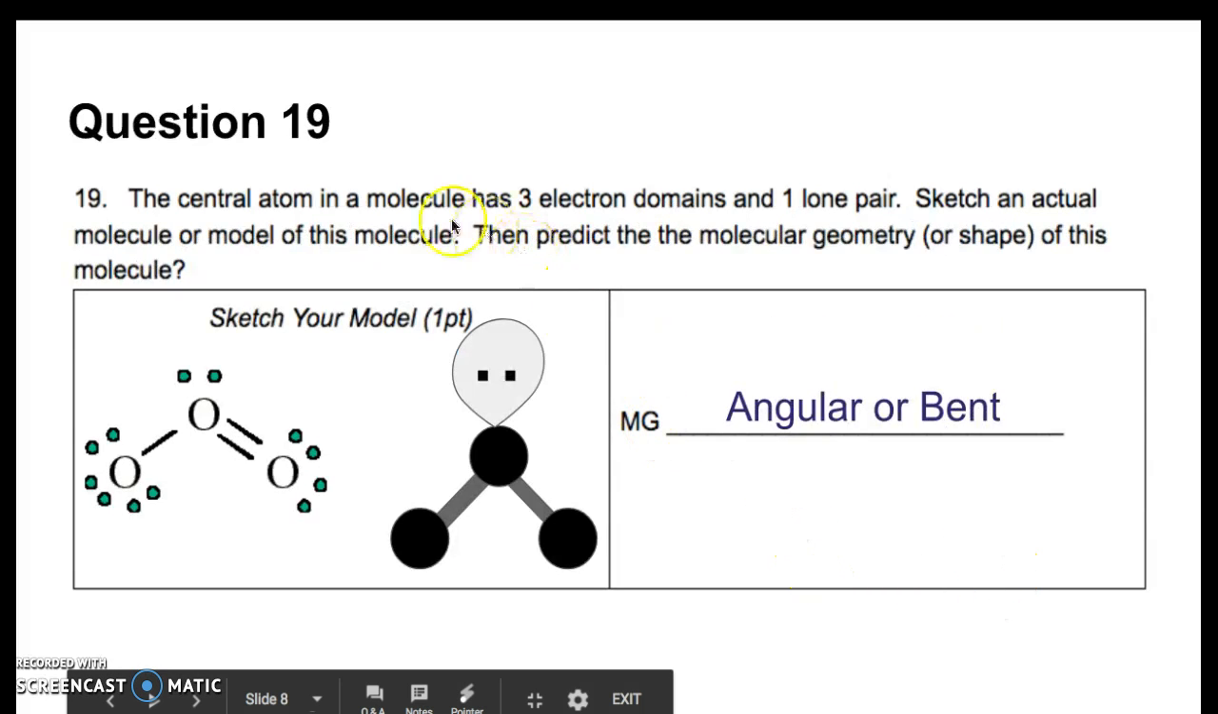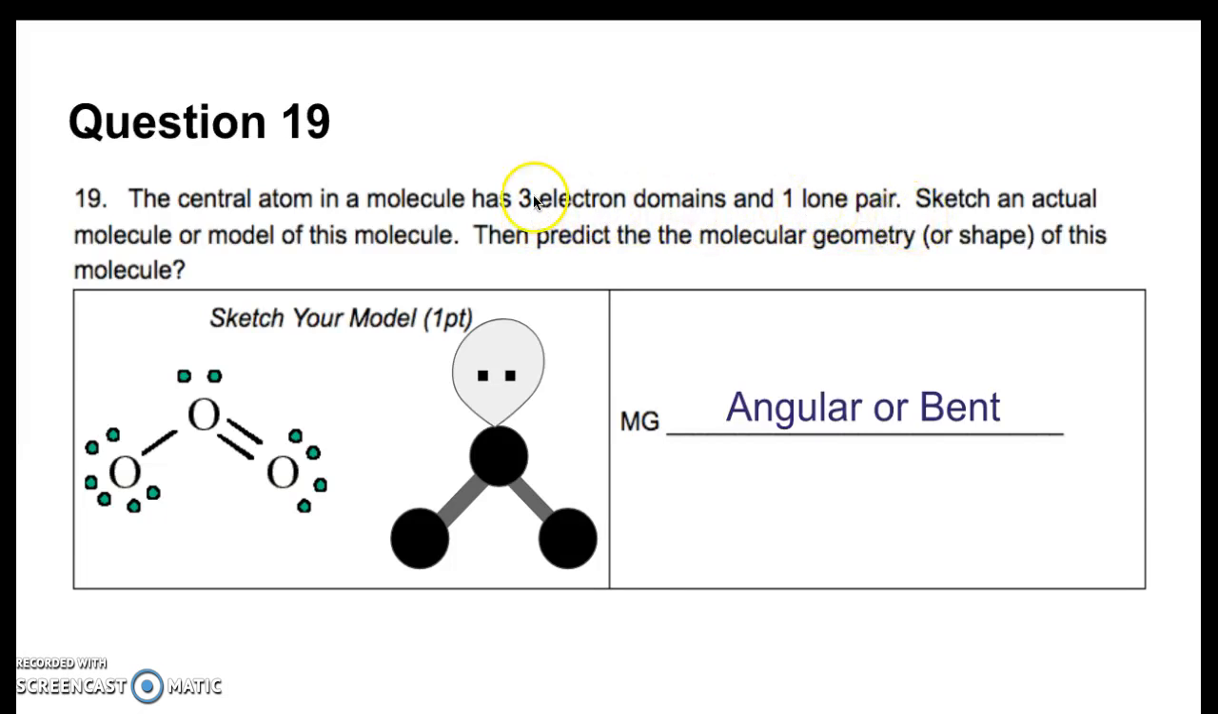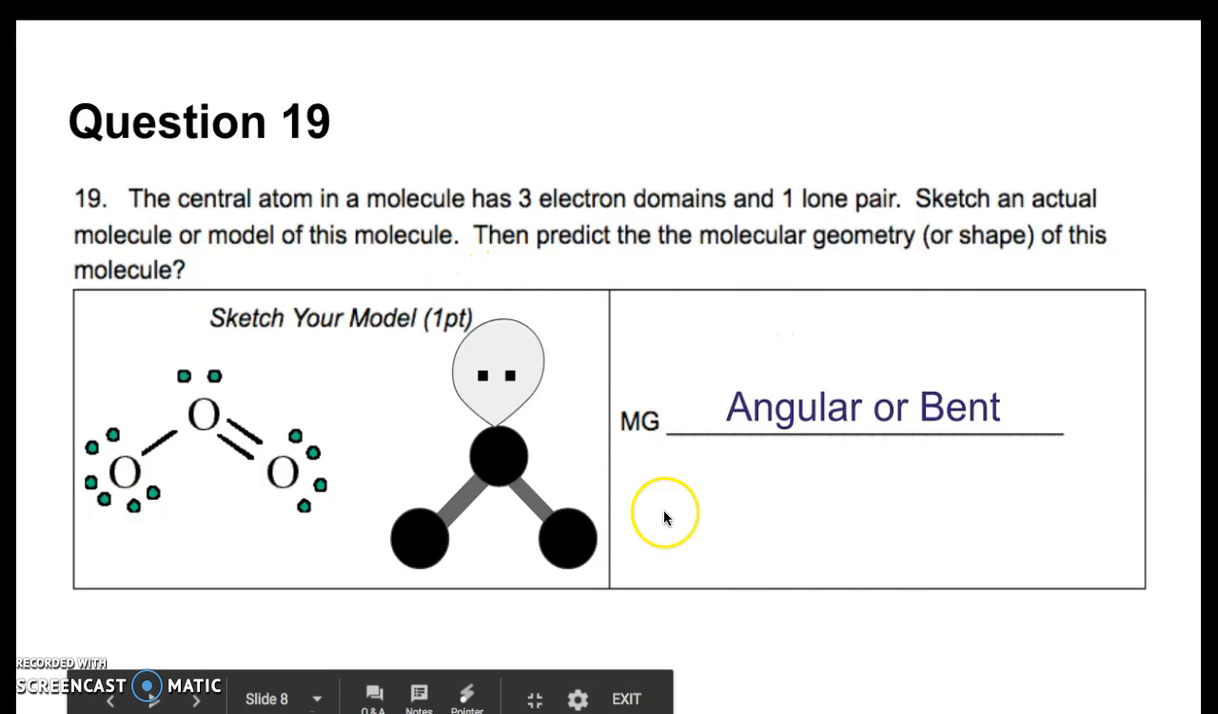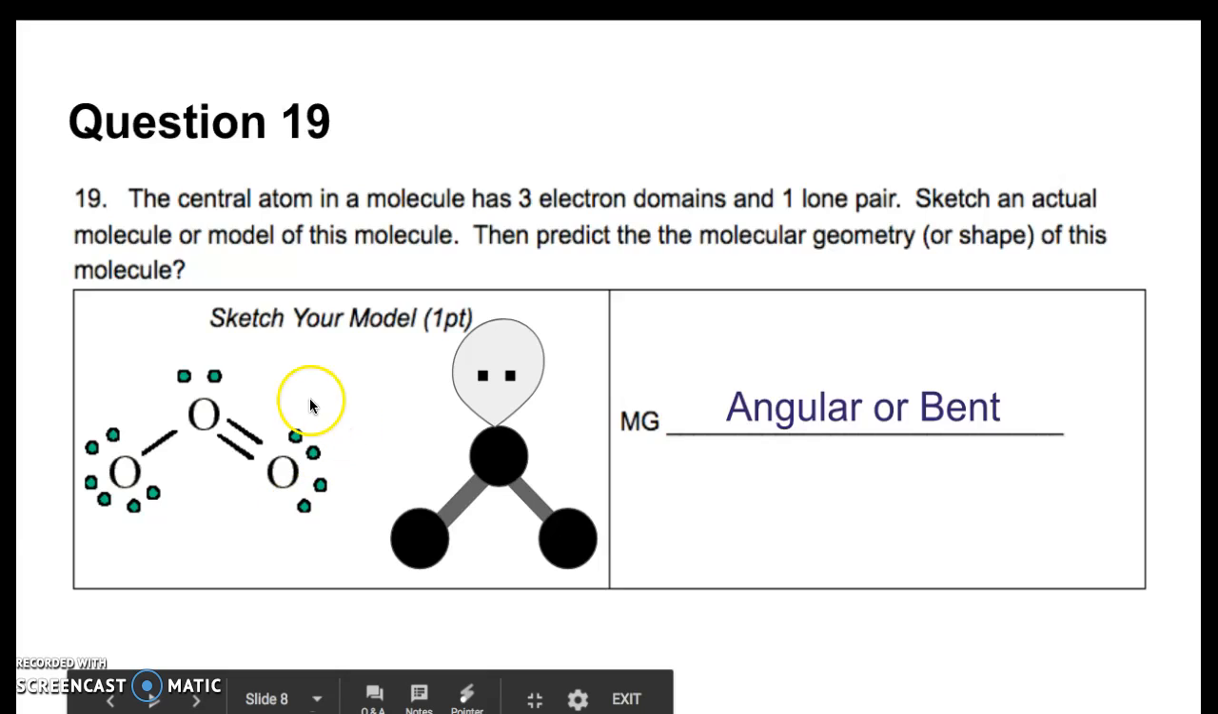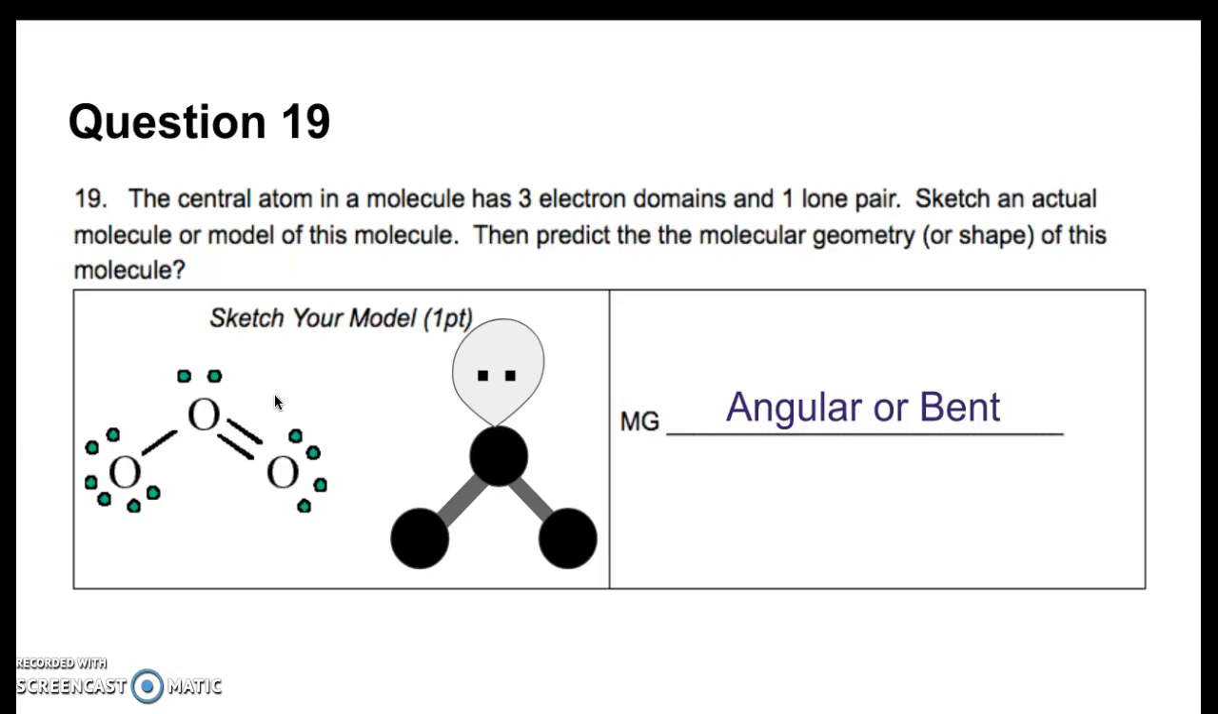Next question, question 19. The central atom in a molecule has 3 electron domains and 1 lone pair, and it's asking you to sketch an actual molecular model and then predict the molecular geometry or shape. All right, so you get a half point for your sketch and a half point for the molecular geometry. The sketch can be an actual molecule. I recommended that students take this molecule from the VSEPR chart, but if you did not, some students made up their own. You would get full credit as long as your molecule did not violate the octet rule. If it violated the octet rule, you would lose a half a point.